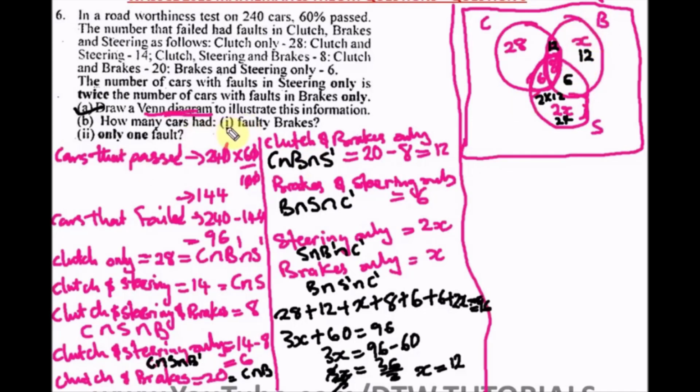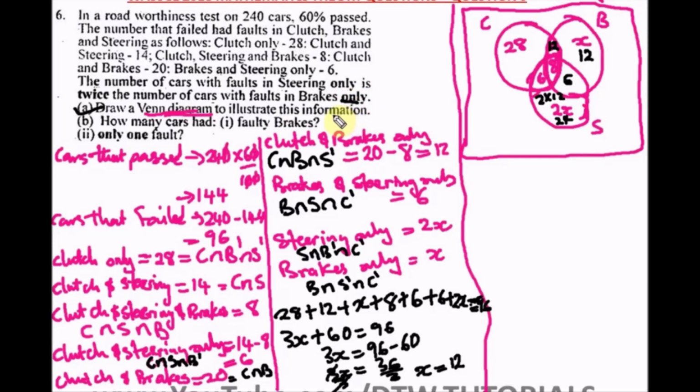So the question says find how many cars had faulty brakes. So the total number of cars that have faulty brakes. Don't misinterpret this. This question didn't say how many cars had faulty brakes only. If it was brakes only, our answer would just be 12. But the question said faulty brakes. That's why I said in sets, and especially in Venn diagrams, that the word only is quite key, very important. So don't misplace it.